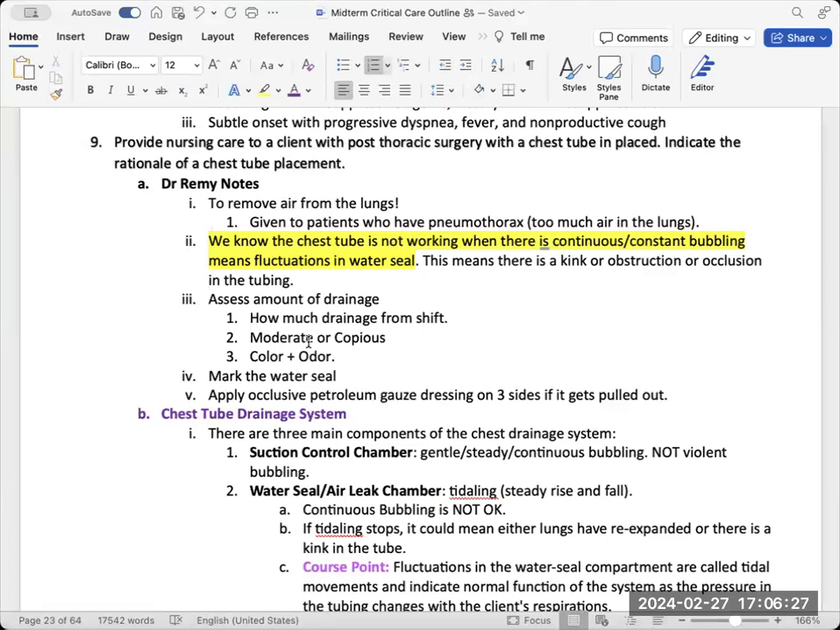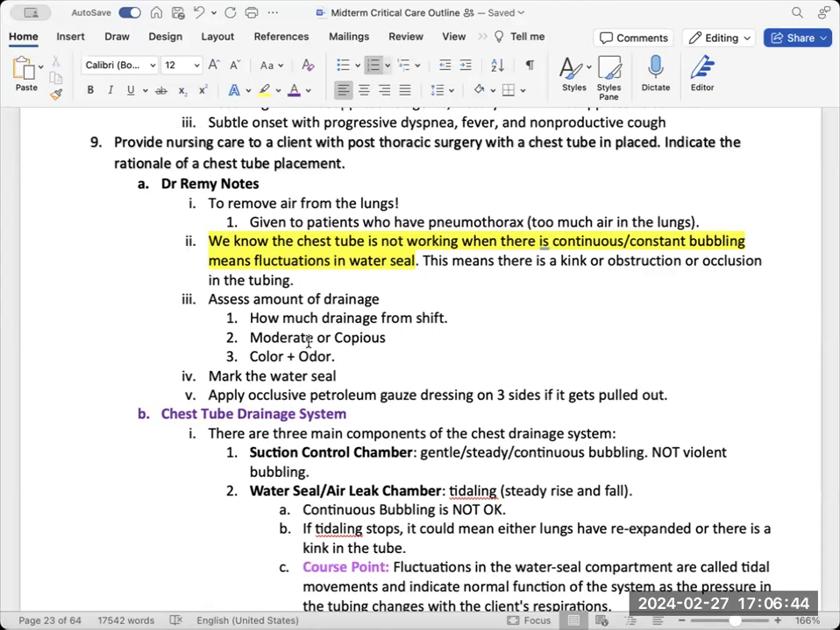If there's regular fluctuations, that's good. That means it's working. If there's continuous or constant fluctuations, that's bad. That means there's a leak. If there's no fluctuations in the water seal, that means they have a kink or the tube is clogged.